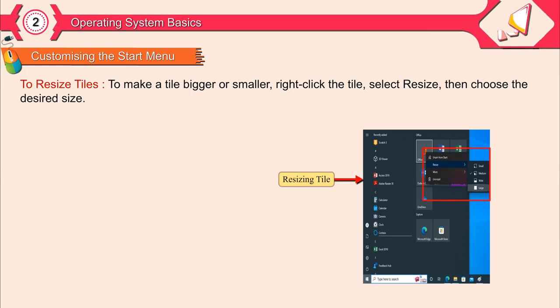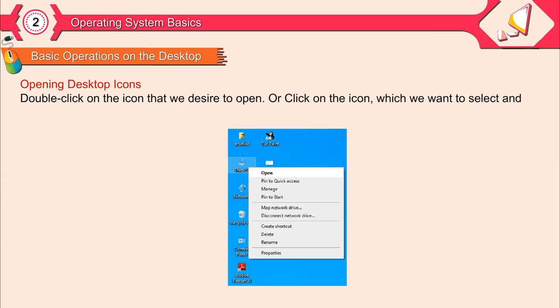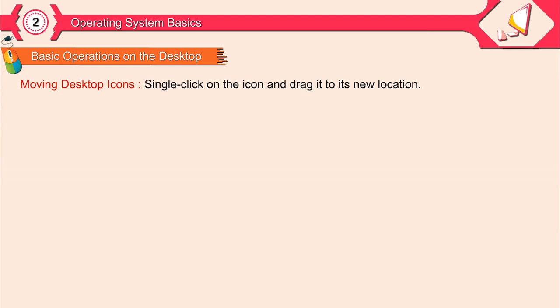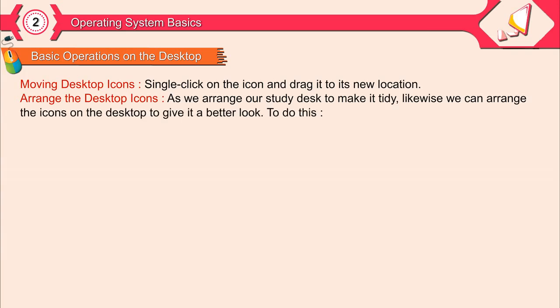Basic operations on the desktop. Opening desktop icons. Double-click on the icon that we desire to open, or click on the icon which we want to select and press the Enter key, or right-click on the program and select Open from the menu that appears. The application window will open. Moving desktop icons. Single-click on the icon and drag it to its new location. Arrange the desktop icons. As we arrange our study desk to make it tidy, likewise, we can arrange the icons on the desktop to give it a better look.